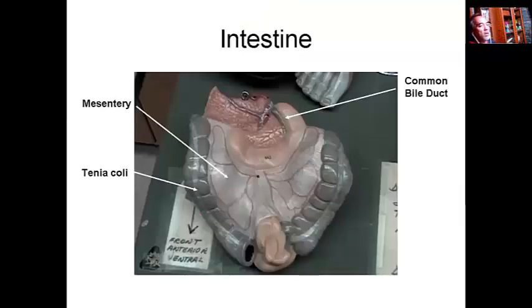Right? Now, this model, okay, again, decipher this. Okay, I see my appendix here. Okay, so it's supposed to be here, but it's not on the right side of the model. So what I'm looking at is the back of this model. So that means that this is my ascending and this is my descending.